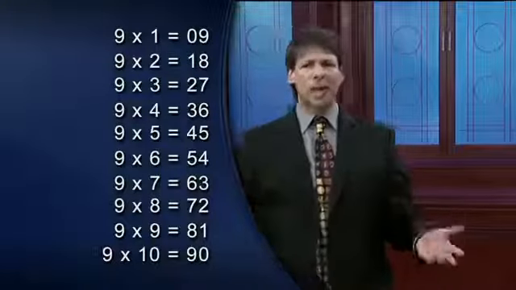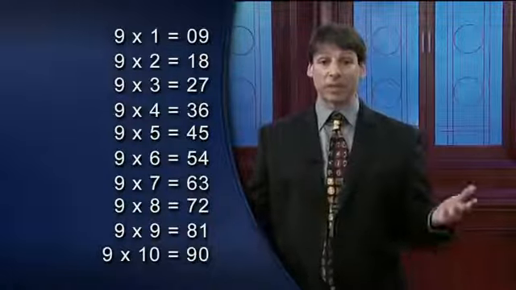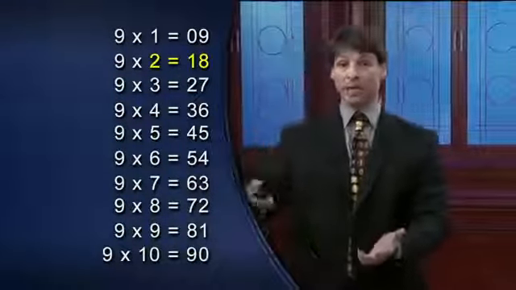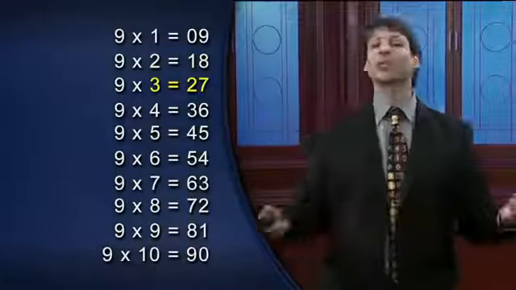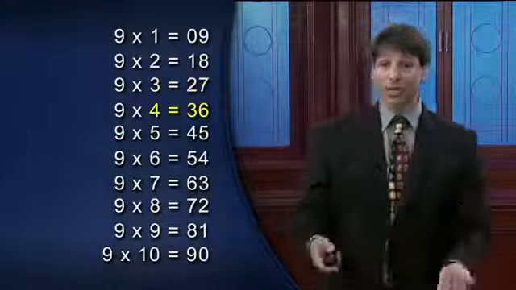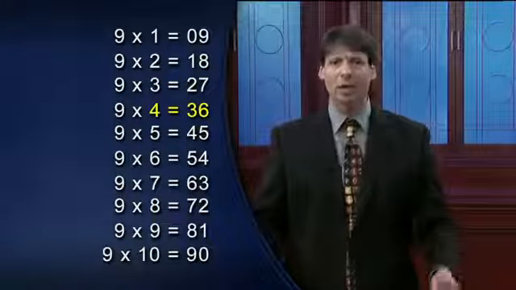There's also a simple trick to multiplying by 9s. You'll notice that the multiples of 9 have the property that their digits add up to the number 9, right? Like 9 times 2 is 18, and 1 plus 8 is 9. 9 times 3 is 27. 2 plus 7 is 9. The digits of 36, 3 plus 6, add up to 9, and so on.